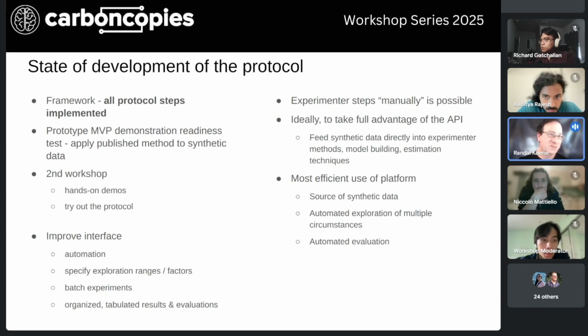But hopefully, the experimenter will have learned to take full advantage of our API and can feed the data directly into their method of model building from EM data plus physical knowledge and estimation techniques. If they can do that, that would be the most efficient way to make use of the platform as a source of synthetic data, an automated way to explore multiple circumstances, and an automated way to evaluate results of the attempted emulations. If you're interested in details of a small worked out example, I suggest watching our recorded update of work on the platform that's available on our media server at videos.carboncopies.org, or better yet, join us at the next workshop to fiddle with the controls.